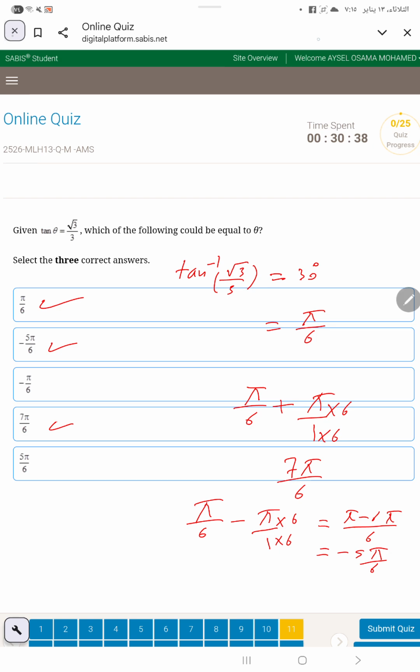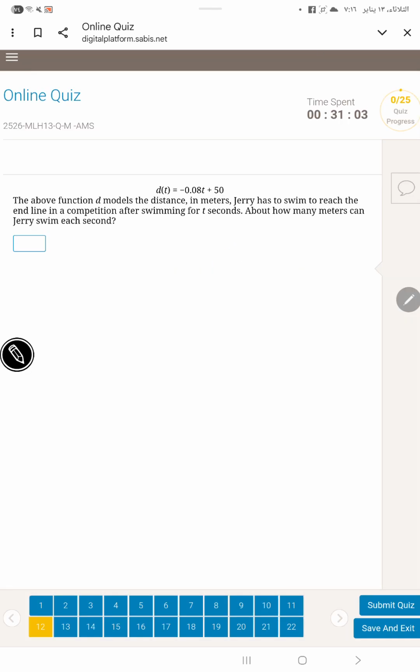Now question number 12. The above function D models the distance in meters Jerry has to swim to reach the end line in a competition after swimming for T seconds. About how many meters can Jerry swim each second? Here you have to take the slope of this line. So the slope is 0.08. So here we write 0.08.